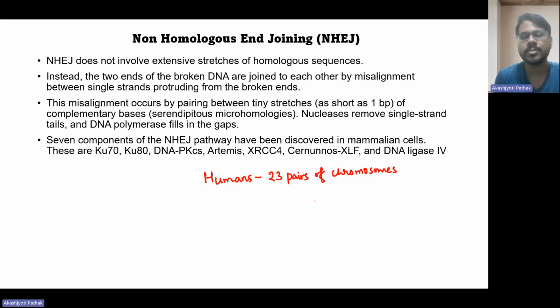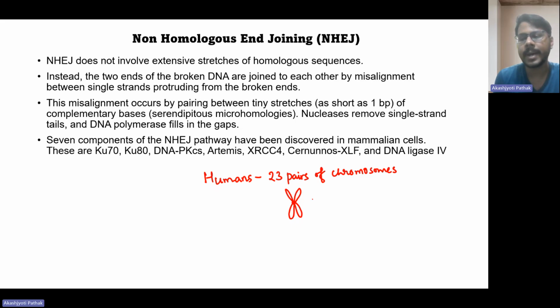So these two copies of each chromosome are called the homologous chromosomes. Why are they called homologous chromosomes? Because the structure of these two chromosomes will be very similar. The position of the centromere, the chromatid length, and the genes present in them will be very similar.